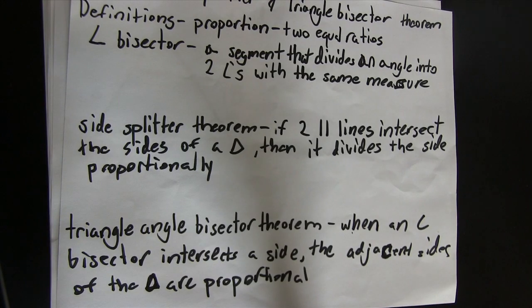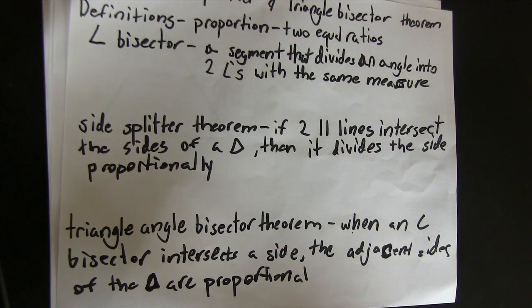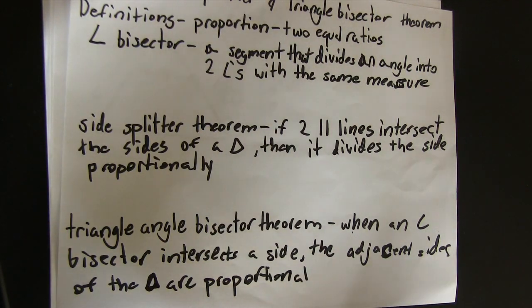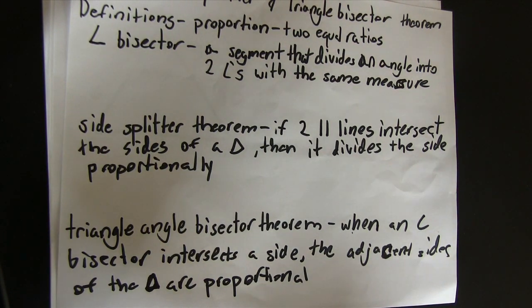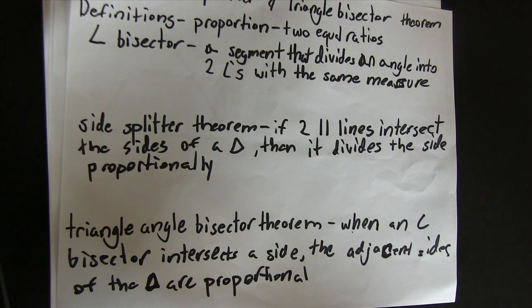Let's start by giving some need-to-know definitions, specifically a proportion and an angle bisector. A proportion is defined as two equal ratios, and an angle bisector is a segment that divides an angle into two angles with the same measure.